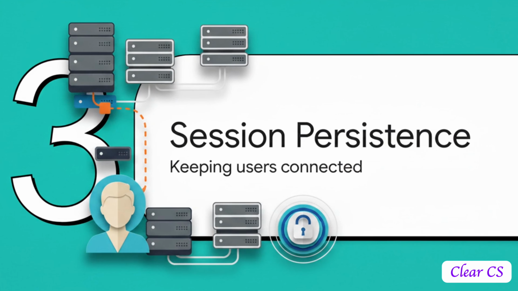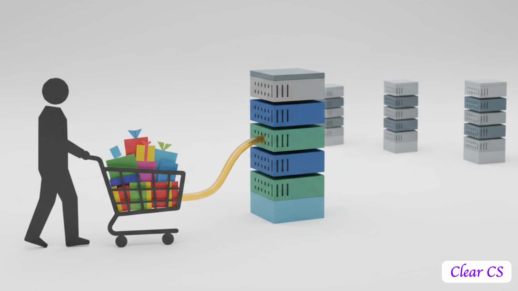All right, Section 3, Mastering Session Persistence. Picture this. You're adding items to a shopping cart on a complex SaaS app. You click to the next page and suddenly, you lose all your progress. Why? Because the load balancer blindly routed your second request to a completely different server. To fix that, architects use specific methods of session persistence.